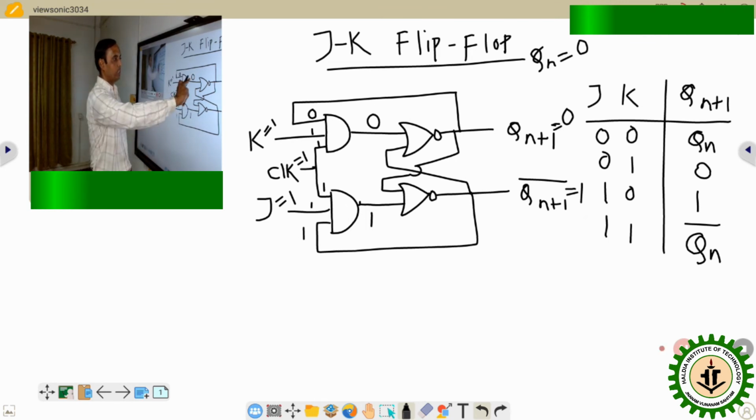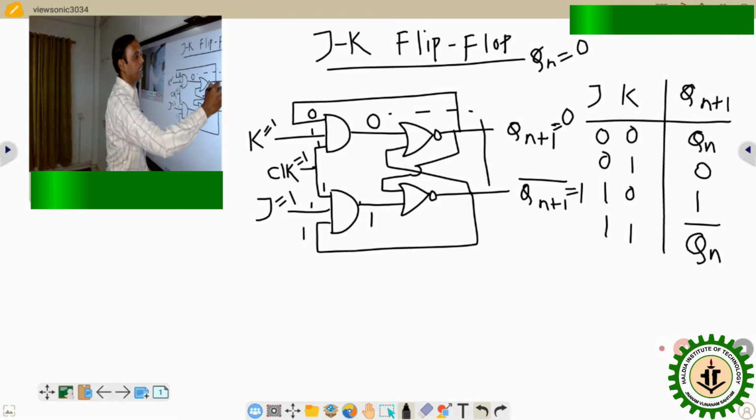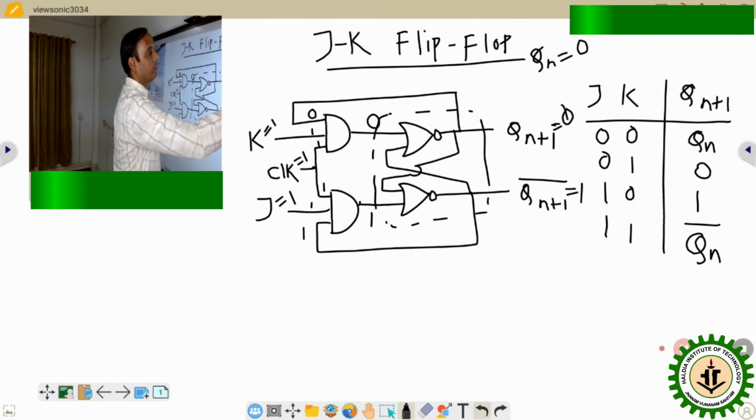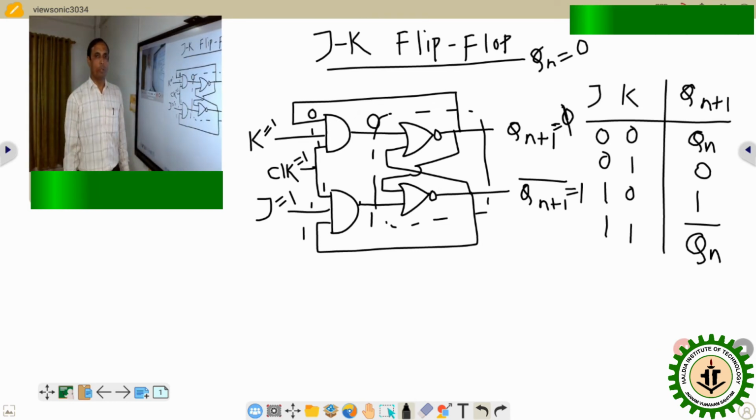So in this particular portion, 0 and 1. So what will happen? This portion is exactly the same as in the SR latch. So here 0 and here 1. If we consider this is R and this is S, then ultimately this value will depend on S. So ultimately it will change to the 1 position, that is, Qn plus 1 will change to 1.